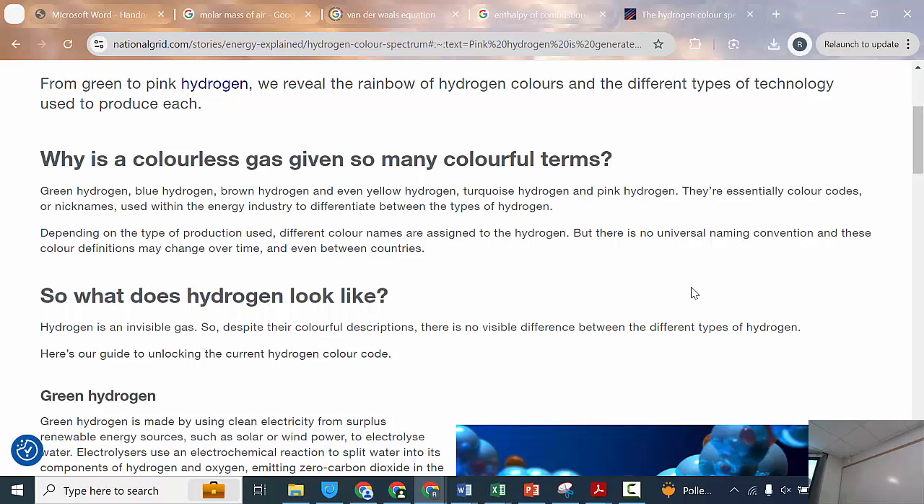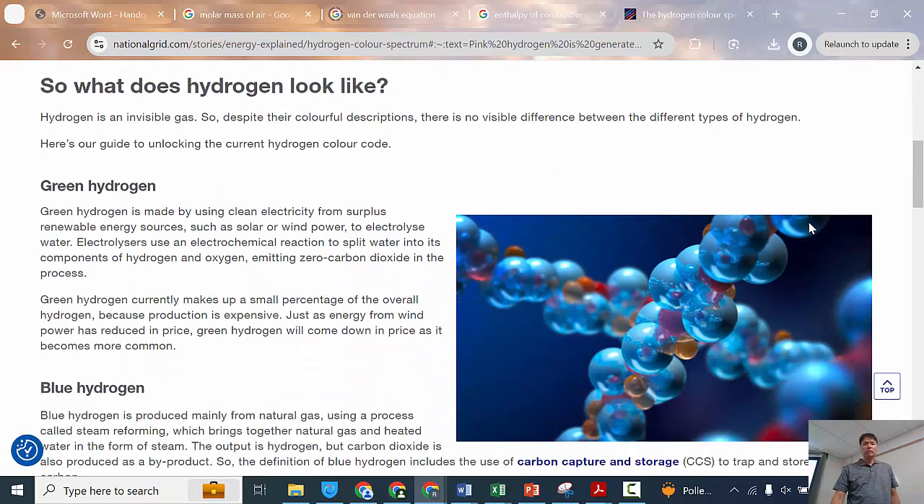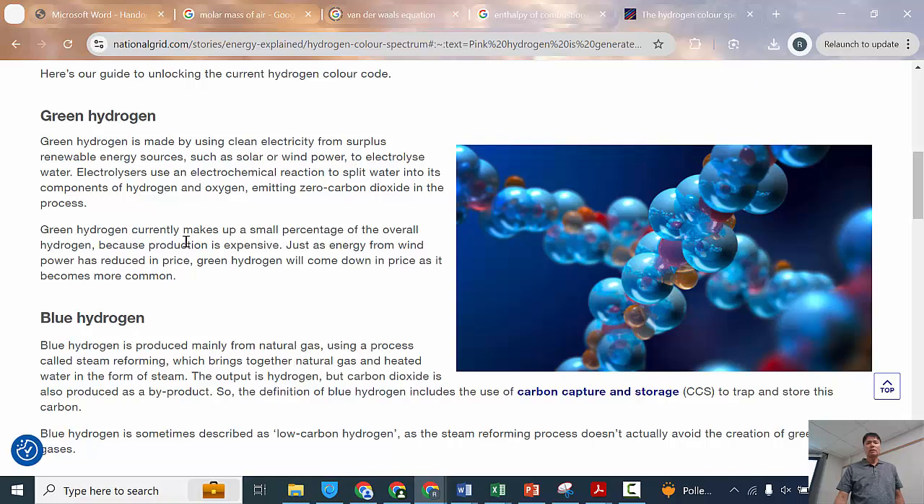Green hydrogen is hydrogen that's made from renewable energy sources. And so in order to make green hydrogen, you need to generate electricity. In order to generate electricity, they restrict it to solar, wind, hydroelectric, to generate the hydrogen, and then they call it green hydrogen.